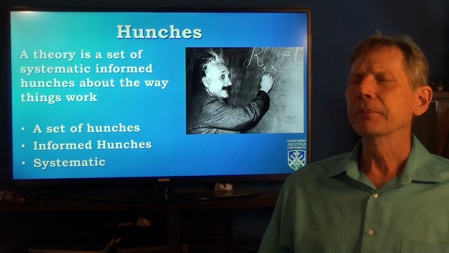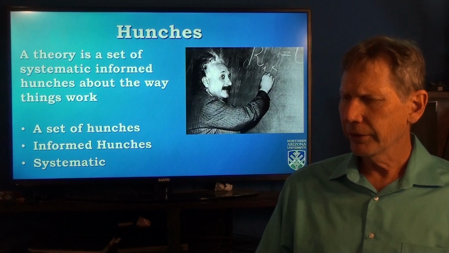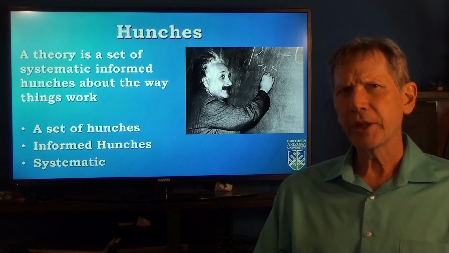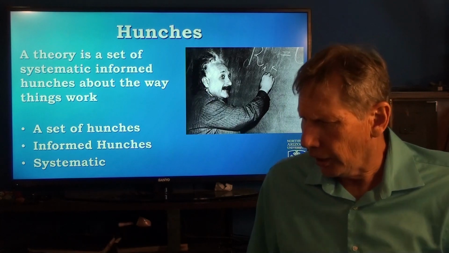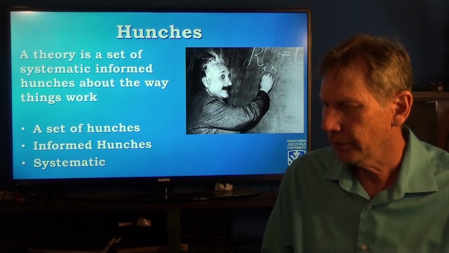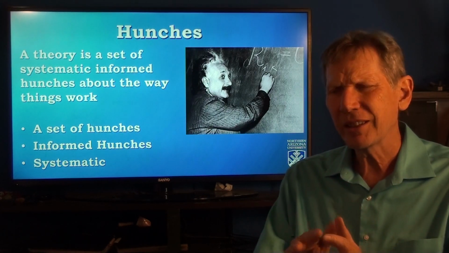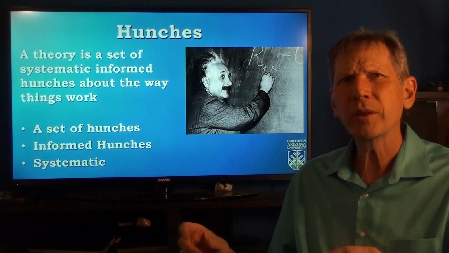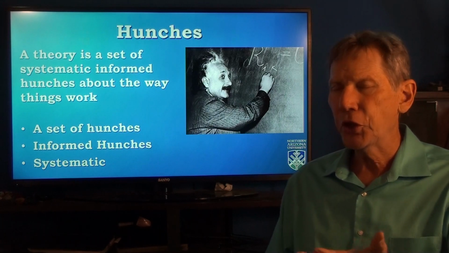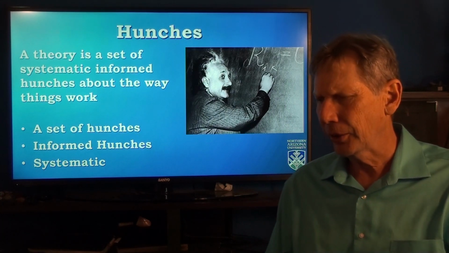What is a theory? Our textbook provides this. A theory is a set of systematic, informed hunches about the way things work. I'll go along with this definition. I think I like that. It's a set of hunches, not just one little idea. Typically, a theory involves a little more complexity than just one idea.